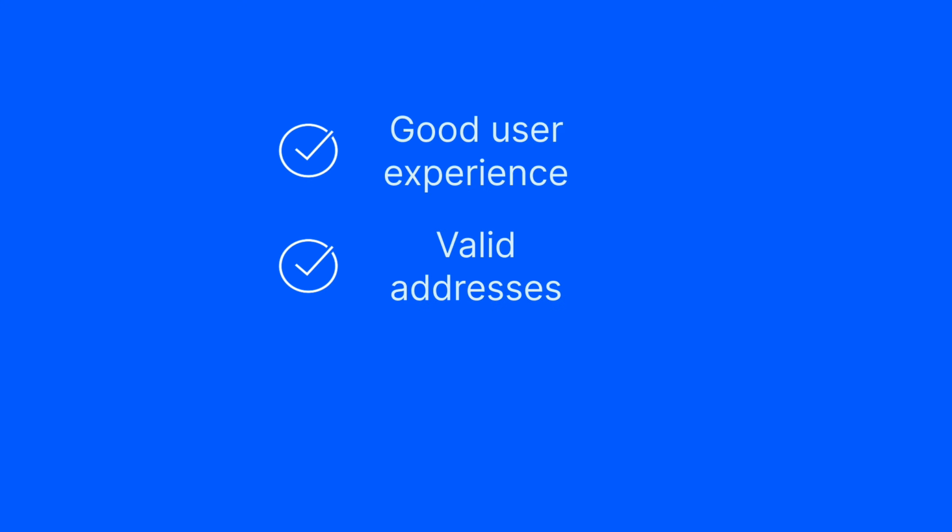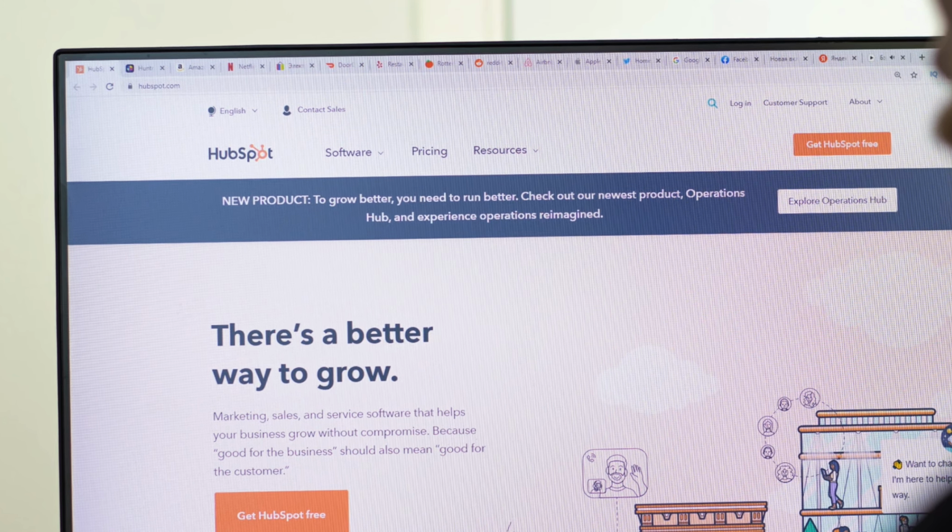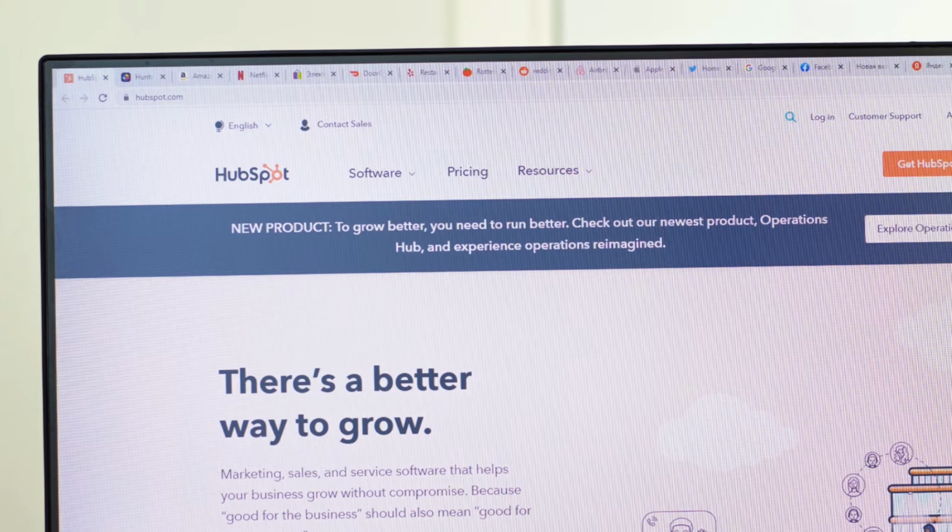You can create a good user experience, get valid addresses, and still have slick-looking form fields that match your brand and inform your CRM. Here's how to get Smarty's US address autocomplete working on a form in HubSpot. Yes, this is for HubSpot, but the principles are the same and can be transferred to other form creating tools as long as you have access to the HTML editor for said tool.